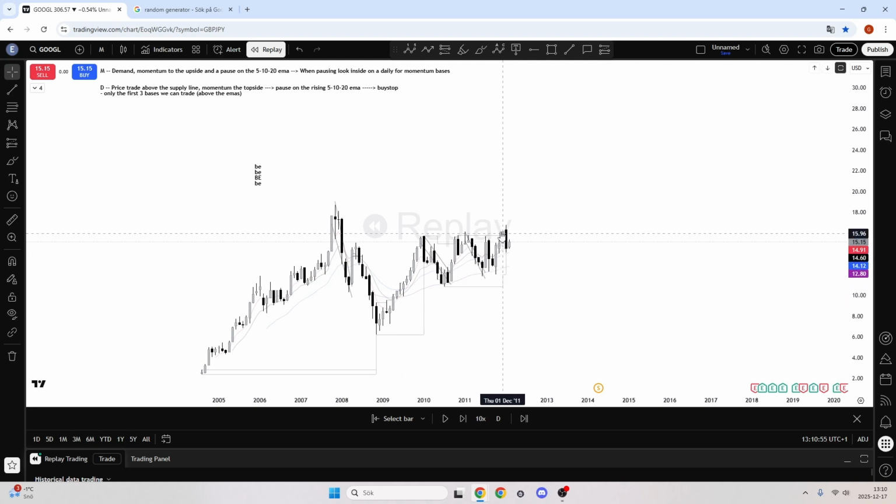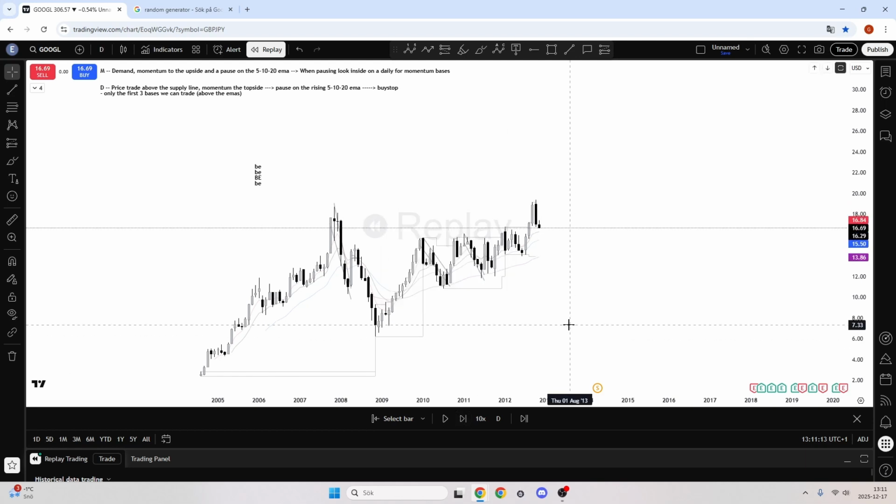Alright, so we're kind of above this area right here, but let's just wait. Let's just be sure about this. This is kind of at the same area as well. So let's just wait for clear momentum, just like this, perfect. Now let's wait for a pause. So we're pausing on the monthly.